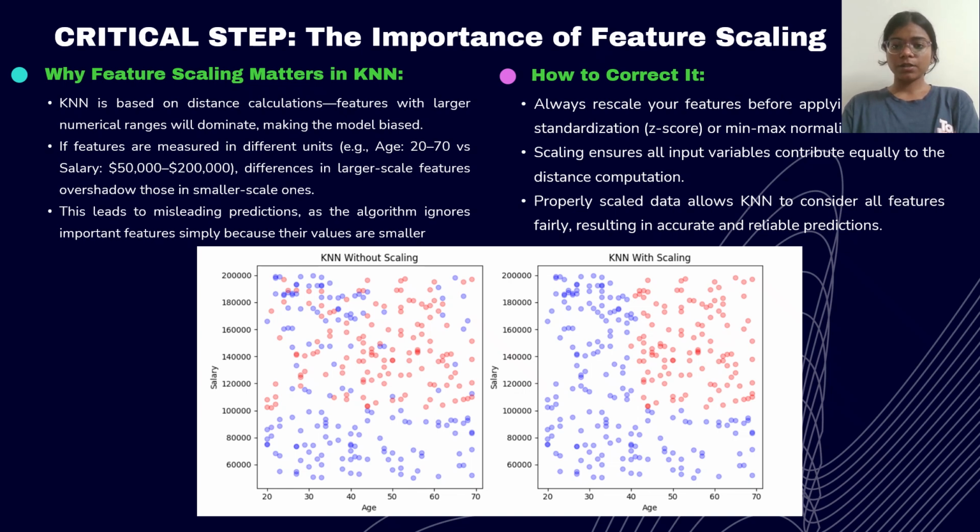Look at the graphs. Without scaling, the salary axis stretches so far that the age axis is compressed. The distance calculation is completely biased. With scaling, we put both features on the same scale. Now both age and salary contribute equally to the distance calculation, and the model can find the true nearest neighbors.